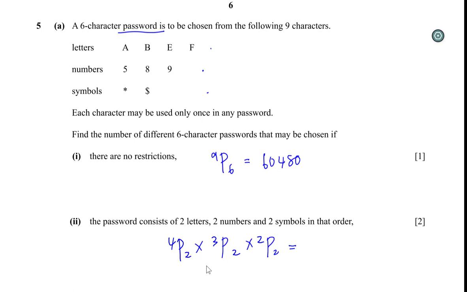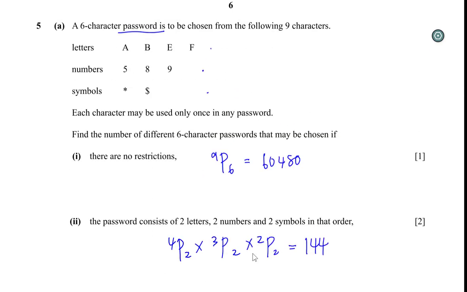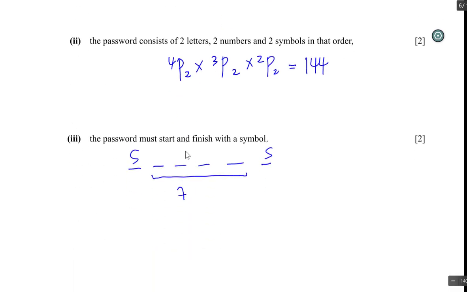This is 144. Okay, the password must start and end with a symbol. So that means the first must be symbol, last must be symbol, and then we have 6 of it, right? So the middle 4 characters here can be mixed between the letter and number. Symbol we only have 2. We use them for the begin and end already, and then here we have 7, right? Therefore, for 7 numbers and letters, I will choose 4 and arrange. And then these 2 symbols can swap place among themselves, which is 2P2, 2 factorial, or 2.